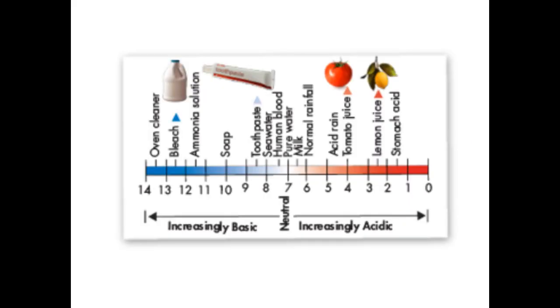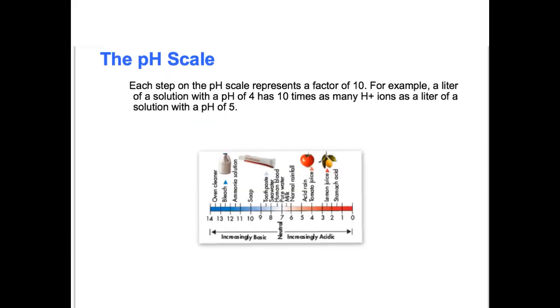This picture is a little fuzzy, but it does help you to see in a little better detail where some basic substances of life are. Notice that toothpaste is basic. Seawater is actually basic. Human blood is close to neutral, but a little basic. Pure water, of course, is neutral. And milk is actually a little acidic. Tomato juice, lemon juice, and stomach acid are also very acidic. And you'll notice that the lower we go down on the scale, the more acidic some of those items become.